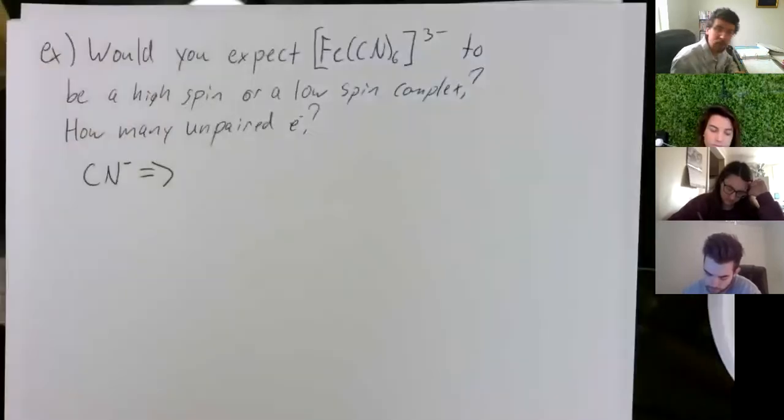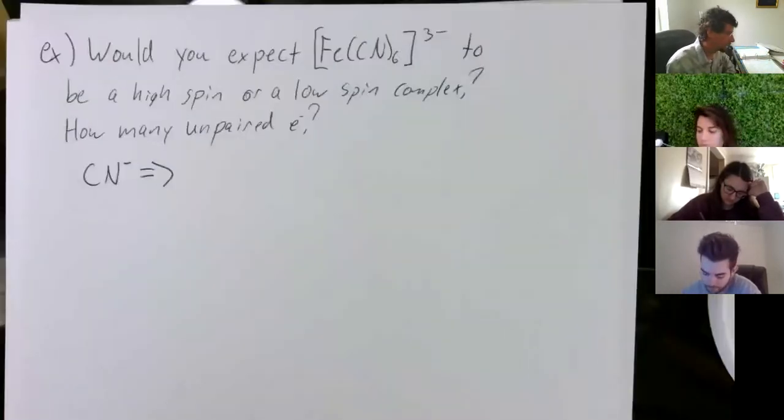So we've got CN minus. What type of ligand is that? Looking back at the spectrochemical series, it's a strong field ligand. Yep.